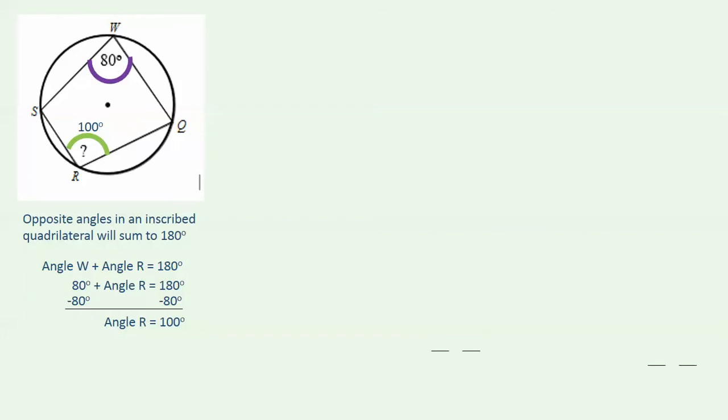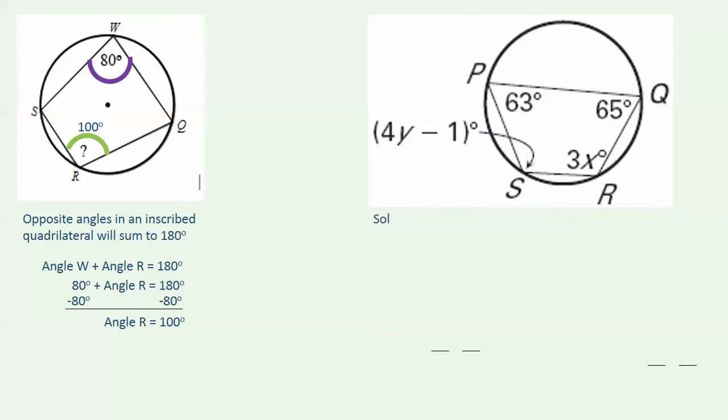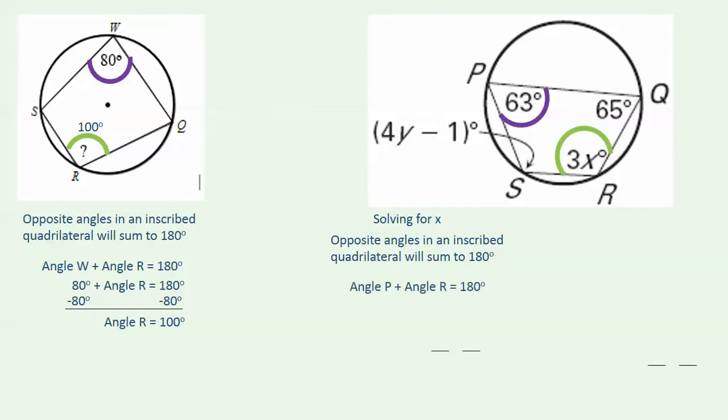Let's look at something a little bit more complex. So, solving for x first. Opposite angles in an inscribed quadrilateral will sum to 180 degrees. So we're going to find that angle P plus angle R will be 180 degrees. Angle P is 63 degrees, plus angle R is 3x, and it must equal 180 degrees. Solving for x, I'll subtract 63 from both sides, and I find that 3x equals 117. To solve for x, I have to divide away that 3, and I find that x is 39 degrees.